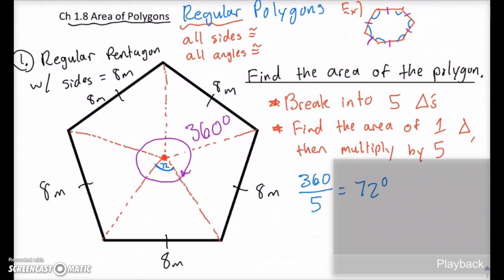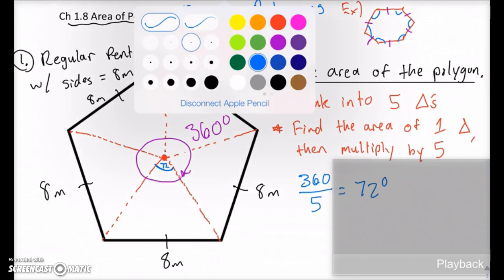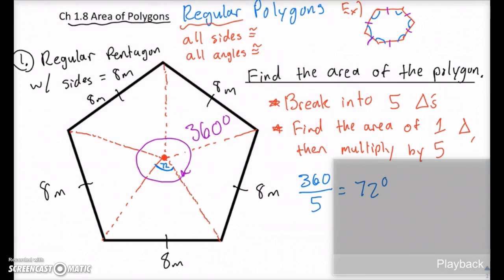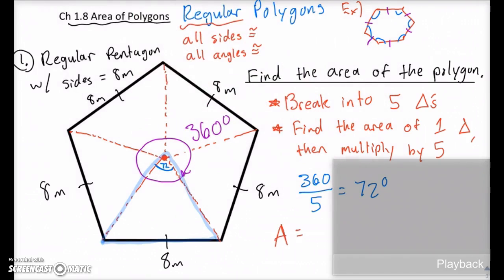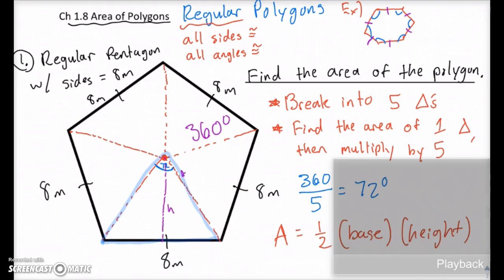Now what we're going to do next is find the area of this triangle here. Recalling back in like 4th grade, the area of a triangle equals 1/2 its base times its height. So I'm going to draw the height in. Let's make it purple. My question is, how can we find this height, using the angle we have right here, which is 72 degrees?